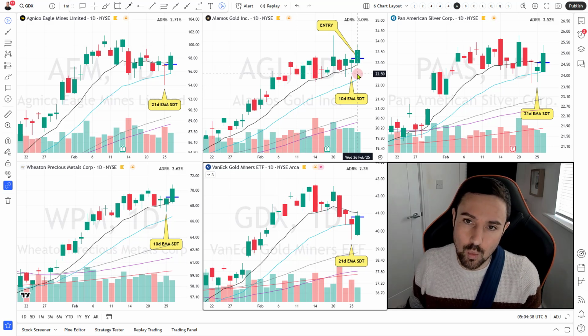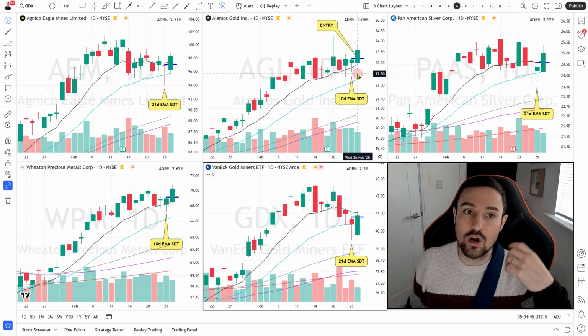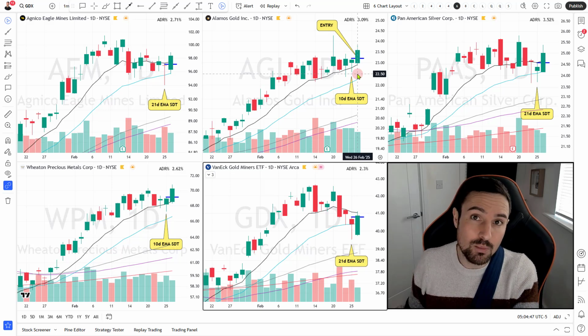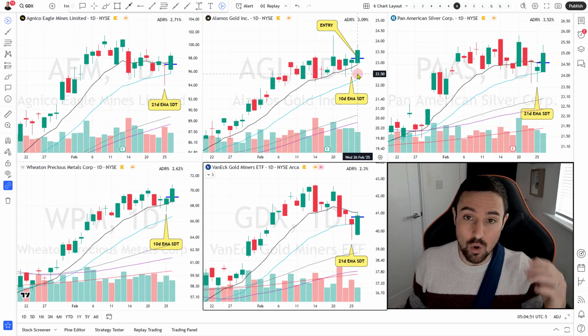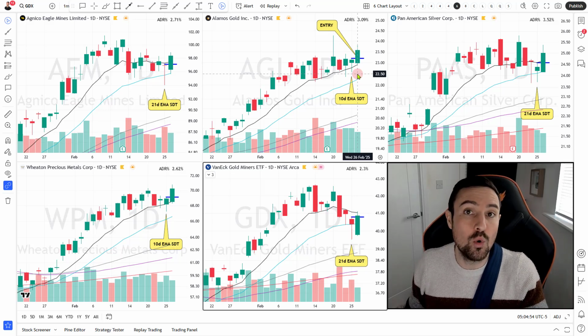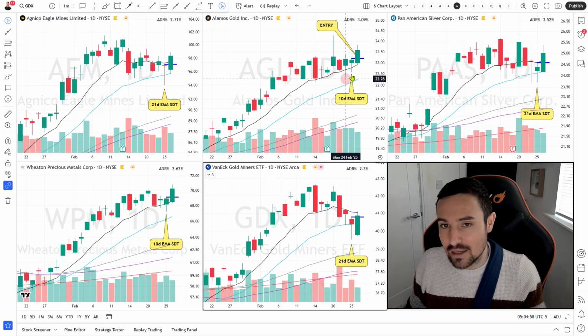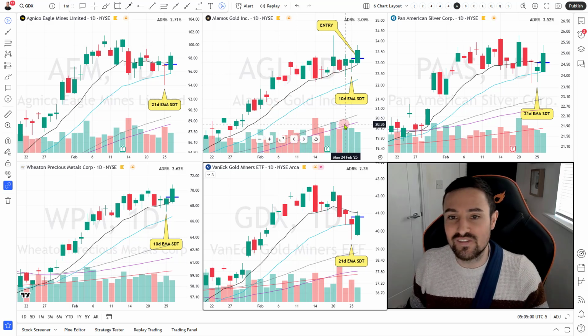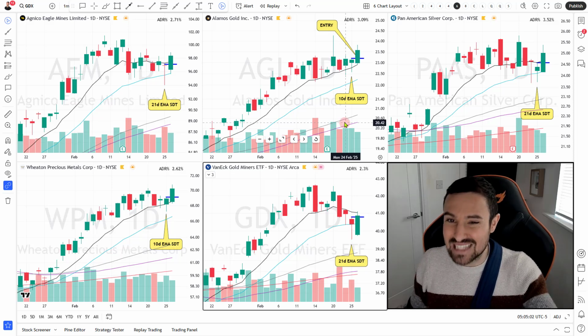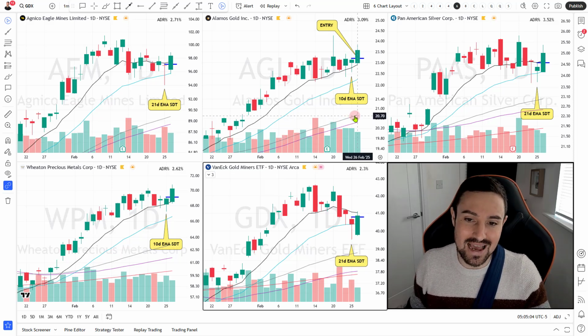But I don't just want a lone wolf stock, just one precious metal miner that looks strong. Ideally I want lots of stocks from that specific group or theme to look strong and be displaying constructive basing action or pullbacks around one or more key daily moving averages. Those key daily moving averages are going to be the 10-day EMA, the 21-day EMA, and also the 50-day simple moving average, potentially the 65-day EMA as well.